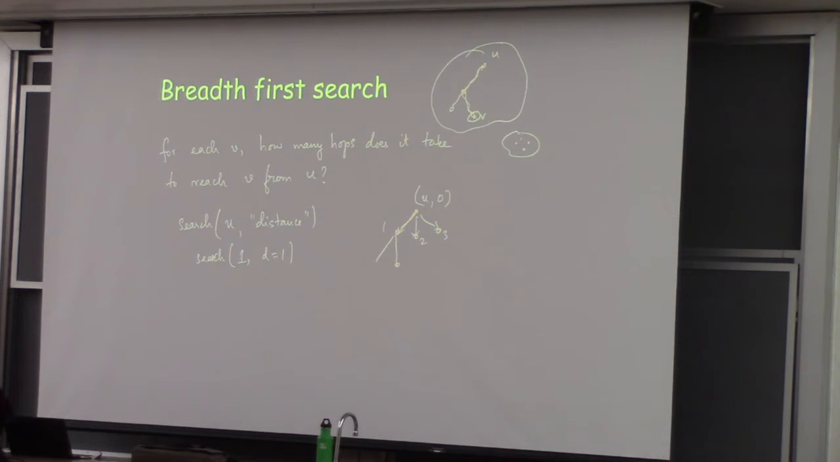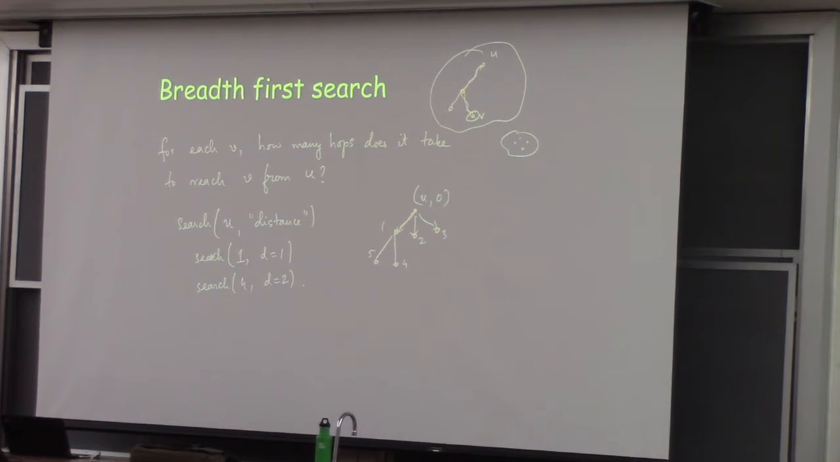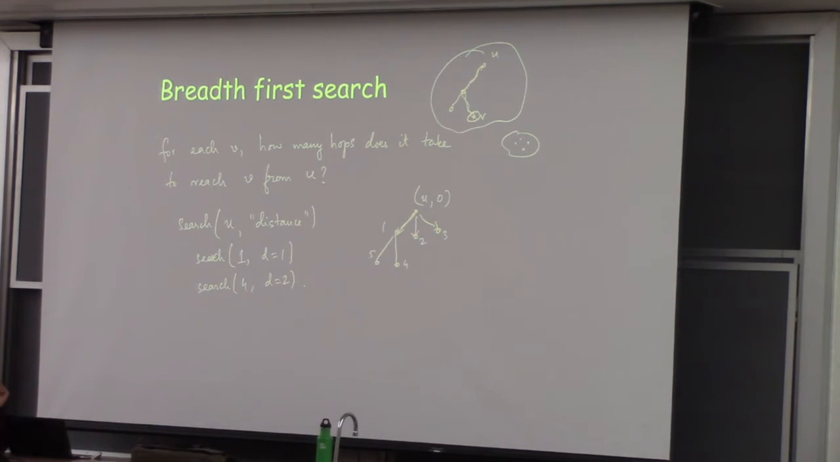So then you'll have these things. So you have 4, 5. These are the nodes. And then you'll say search of 4 with d equals 2 and stuff like that. Okay. So this is one try. But I claim that this is a problem for the algorithm that we just saw. So why is that?